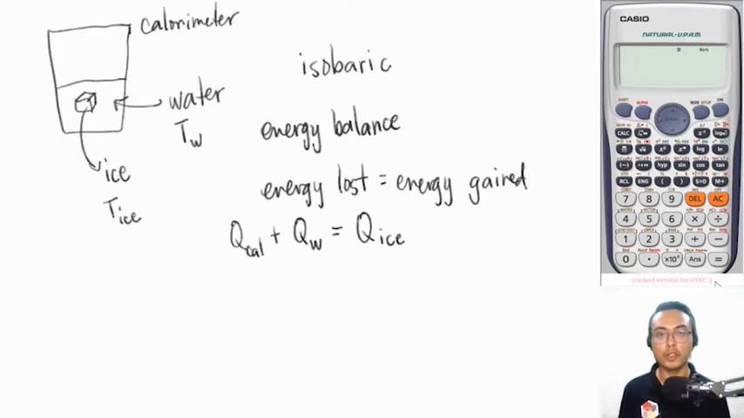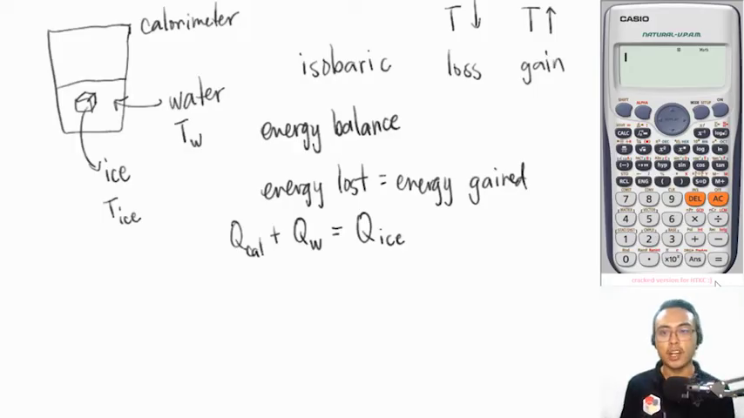That is another way for you to gauge which components are losing energy and which are gaining energy. If the temperature decreases, that means you are losing energy. If the temperature increases, then you are gaining energy. In our case, the ice is melting, meaning it's gaining energy in order to melt, and water is getting colder because of the ice, so it's losing energy. So this is our complete energy balance.